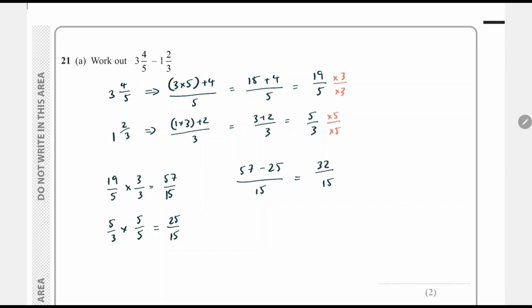Now, as the question was given as a mixed number, we're going to change this into a mixed number. So we ask ourselves, how many times does 15 go into 32? Well, 15 goes into 32 twice. And we're left with 2. So that's 2 over 15. So our answer is 2 and 2/15.